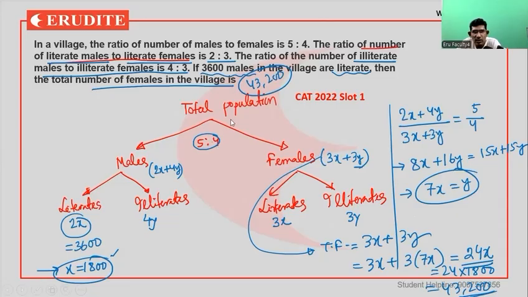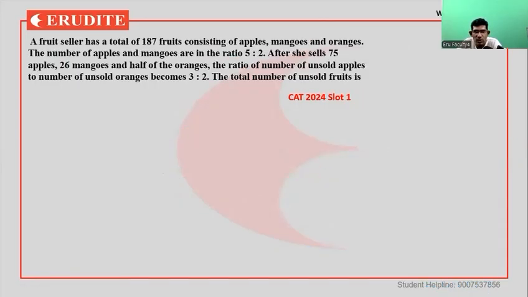Now let's look at another question which appeared in CAT 24 slot 1. It says a fruit seller has a total of 187 fruits consisting of apples, mangoes, and oranges. The number of apples and mangoes are in the ratio 5:2. After he sells 75 apples, 26 mangoes, and half of the oranges, the ratio of the number of unsold apples to the number of unsold oranges becomes 3:2. So what is the number of unsold fruits?